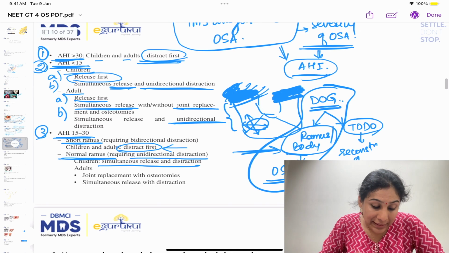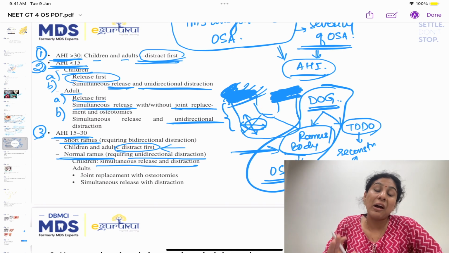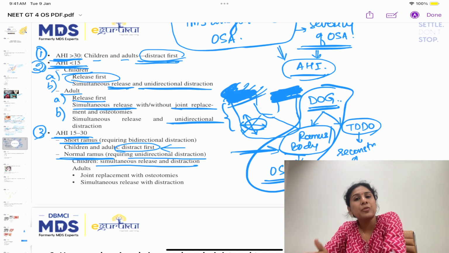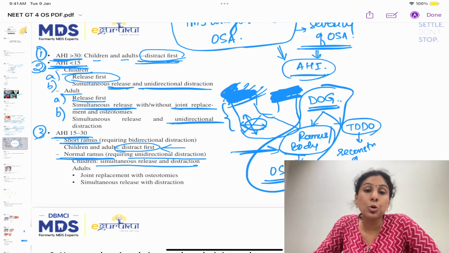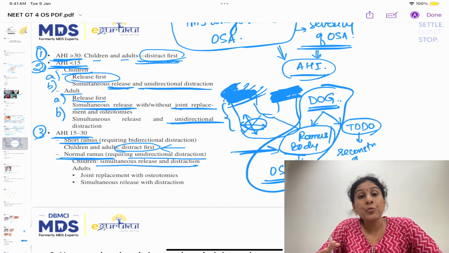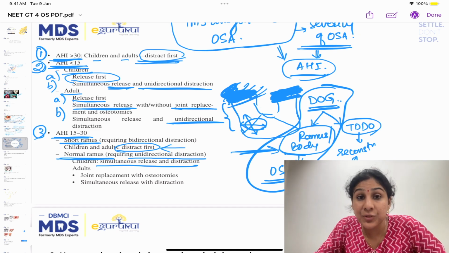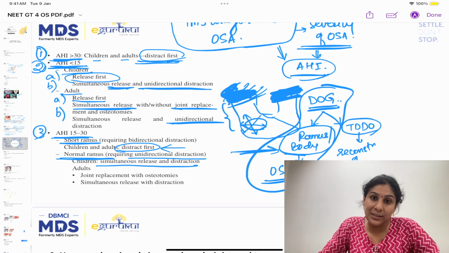Alright, so this is the table, this is the protocol that you have to remember whenever this kind of question comes. This is one of the moderate to difficult questions, but this is the protocol that you have to remember of when to do distraction first, or when to do ankylosis release first, or when you can do it simultaneously.